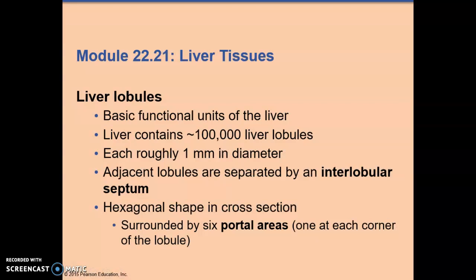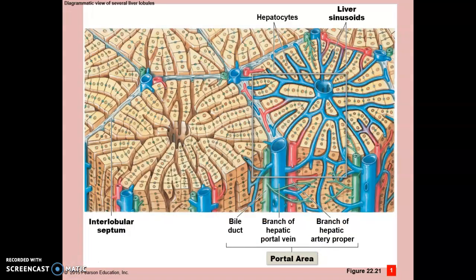The liver is subdivided into functional units called lobules, and the liver contains about 100,000 liver lobules, each about 1 millimeter in diameter. Lobules are separated from each other by an interlobular septum. They're hexagonal in shape, and they're surrounded by 6 portal areas. That hexagon has 6 corners, so there are 6 portal areas.